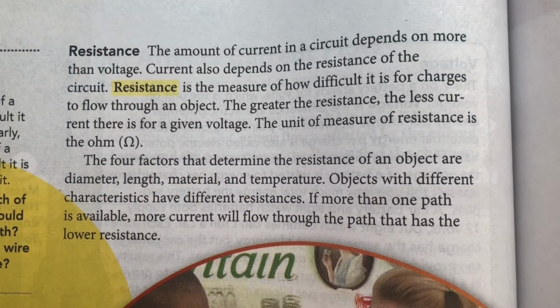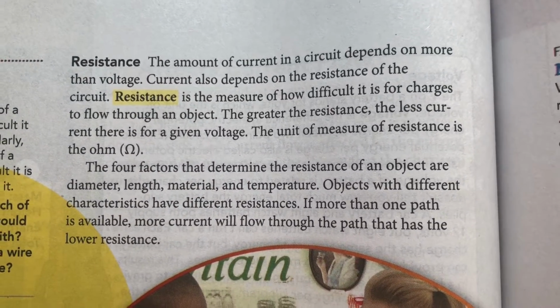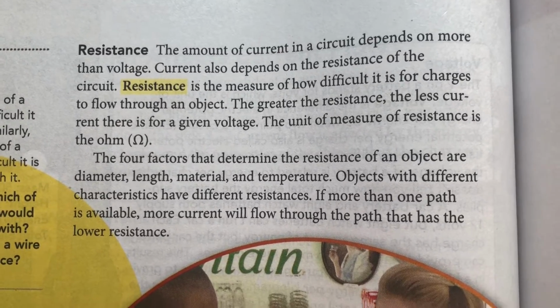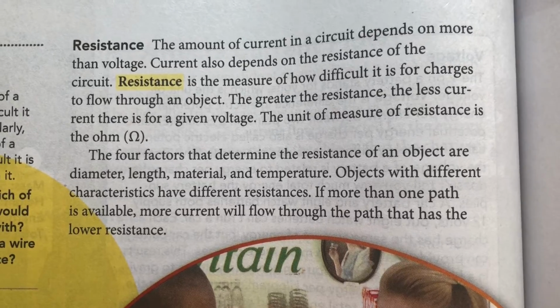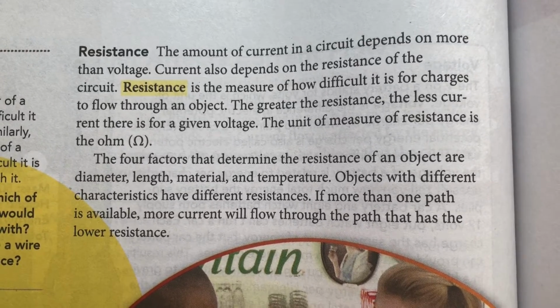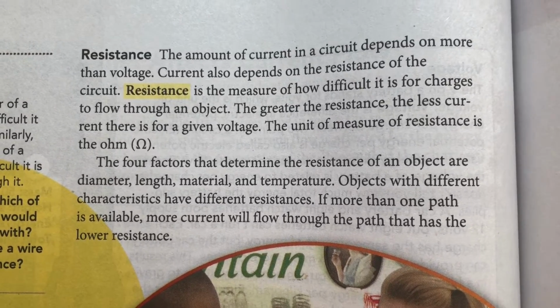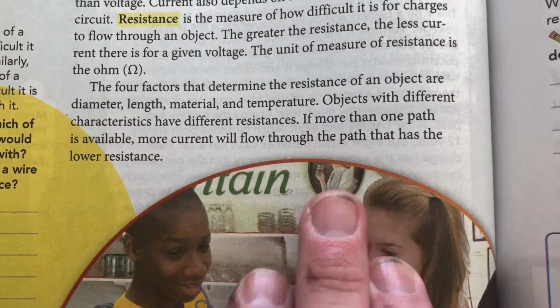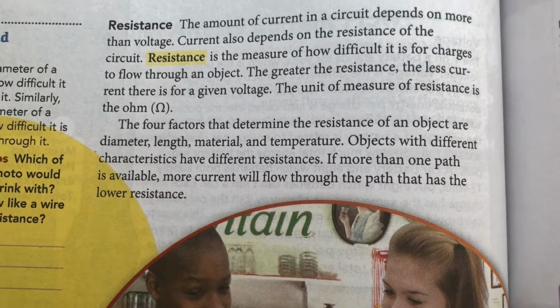Four factors that determine the resistance of an object are diameter, length, material, and temperature. Objects with different characteristics have different resistances. If more than one path is available, more current will flow through the path that has a lower resistance.